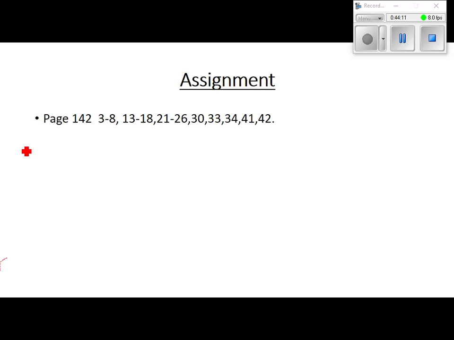Somebody help Austin out. Alternate exterior angles, they're congruent if the lines are parallel, right? So those two should be equal to each other. So we'll say 180 minus X equals X. Now, write that down. 180 minus X equals X.